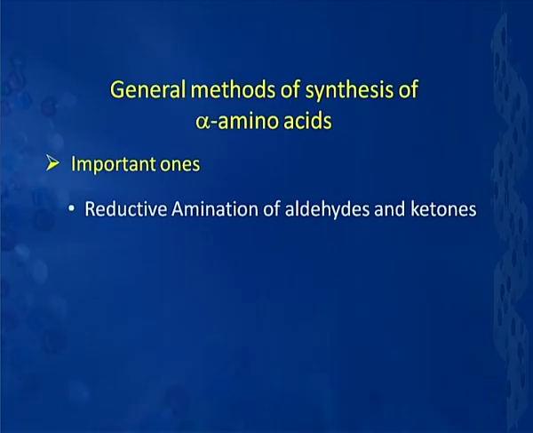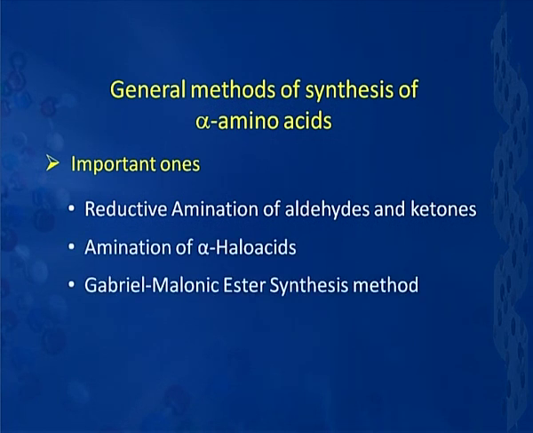Okay. Now, let us make a beginning by starting with the general methods of synthesizing alpha amino acids. There are a number of methods available to synthesize alpha amino acids, but the important ones are as follows. The first one we will be taking up is reductive amination of aldehydes and ketones. The second one is amination of alpha halo acids. The third one is Gabriel-Malonic ester synthesis method, and the fourth one is Strecker synthesis. So, there are four methods which are used very often nowadays to synthesize alpha amino acids. We will take up these one by one.